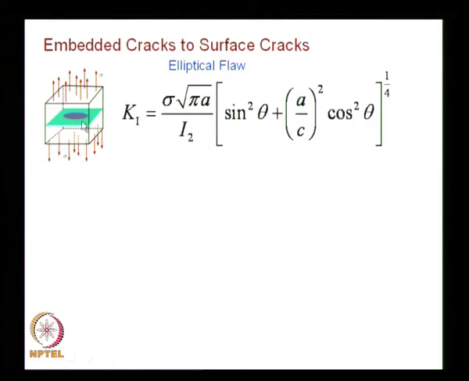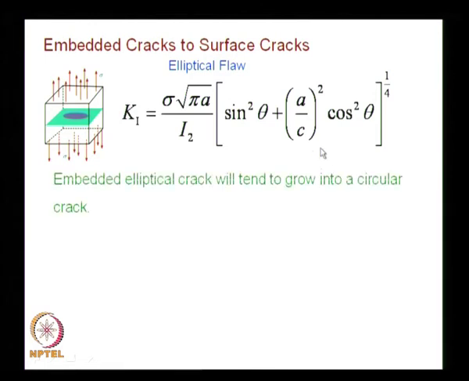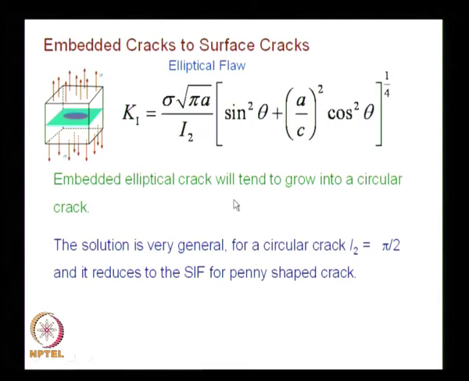This was the first instance when they found that if the flaw is elliptical in nature, you have an expression for the stress intensity factor as a function of theta. So, it varies from point to point, and we had also looked at the fact that an elliptical crack will tend to grow into a circular crack. People looked at this solution very carefully, and when you put theta equal to pi by 2, the expression you have got reduces to the SIF for a penny-shaped crack.